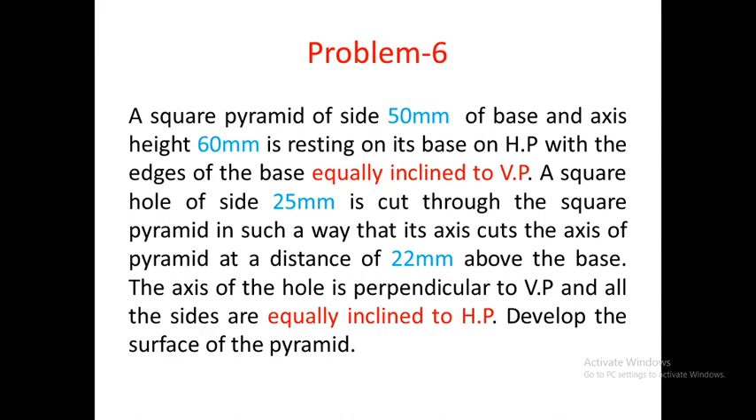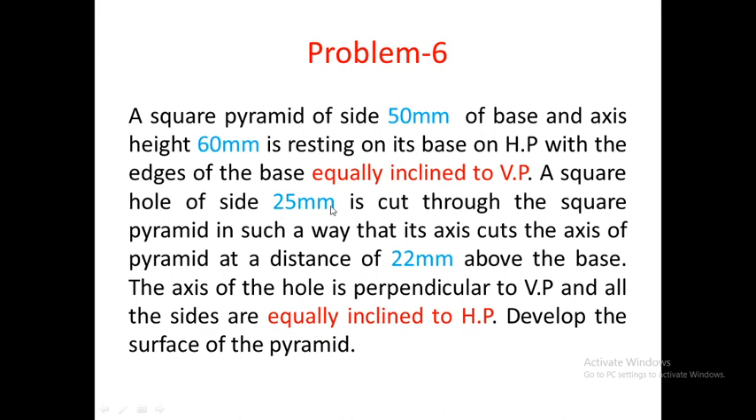Now the next statement is a square hole of side 25 mm is cut through the square pyramid in such a way that its axis cuts the axis of the pyramid at a distance of 22 mm above the base. So basically in this statement is given that a square hole is drilled through the pyramid. Now the square hole is having its side of 25 mm.